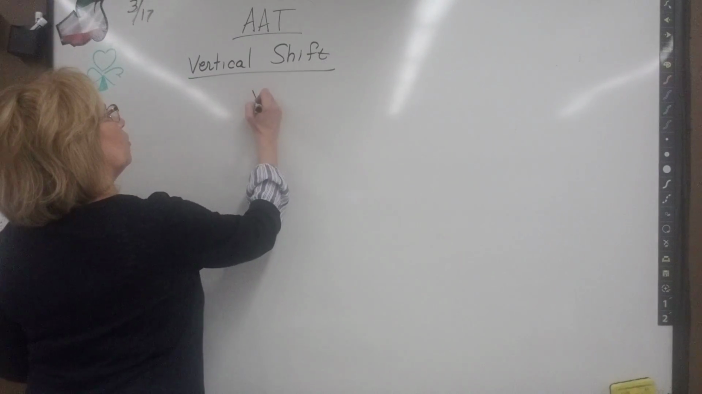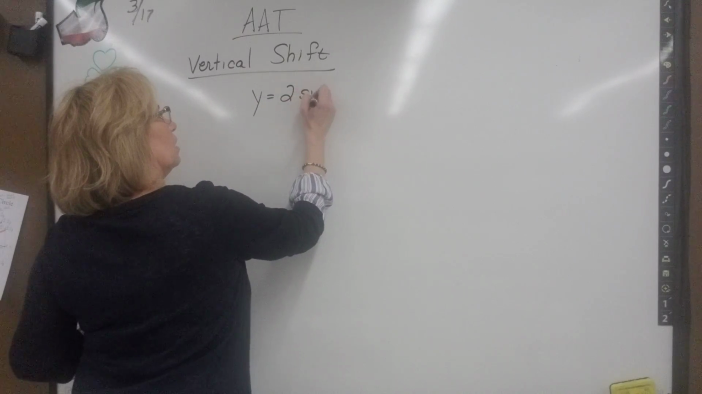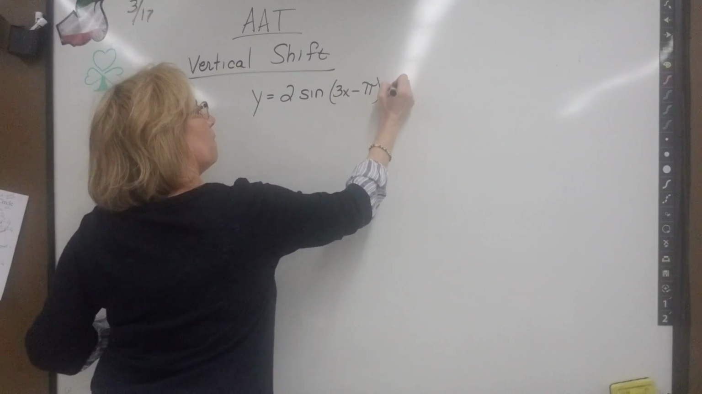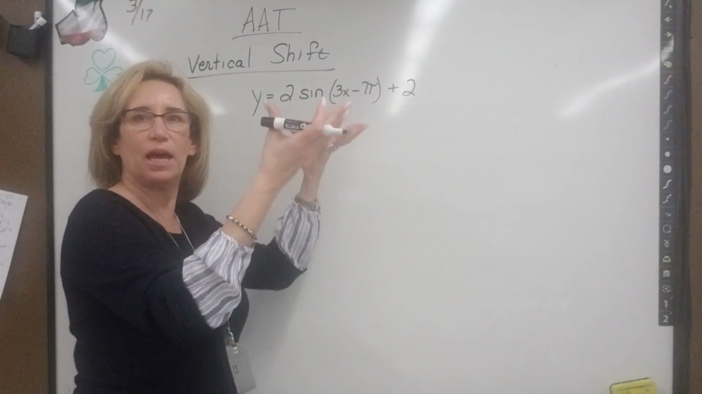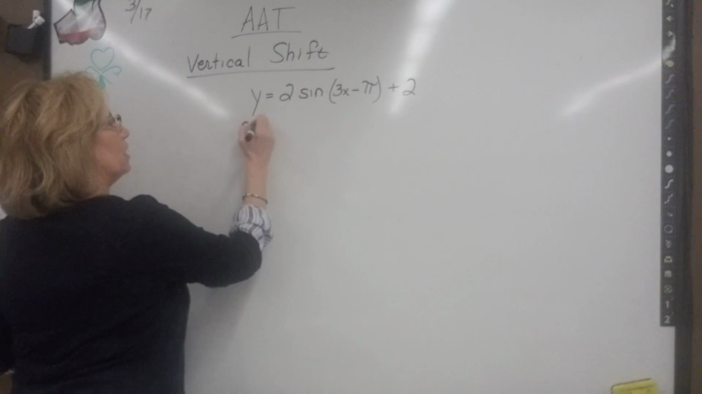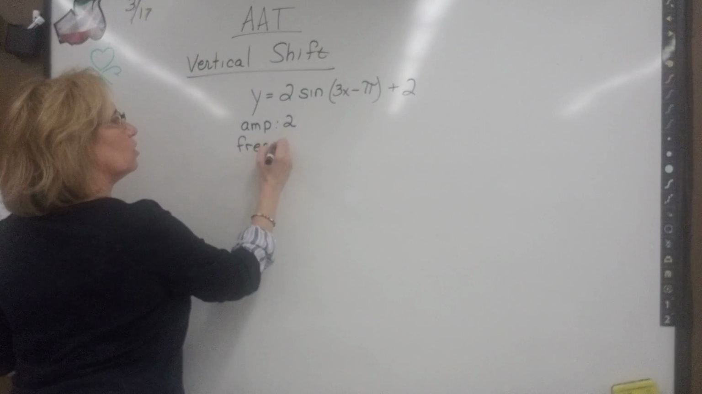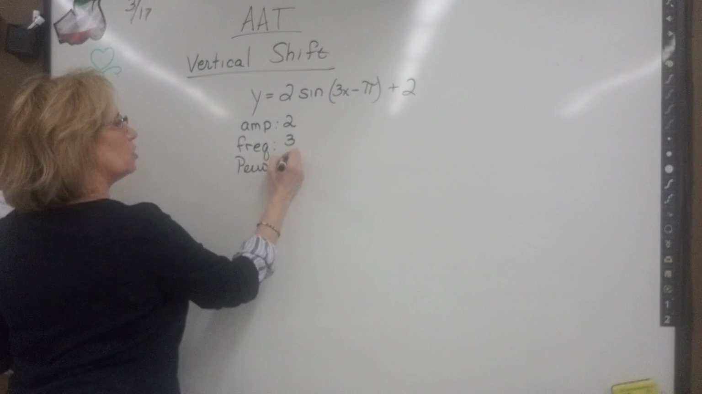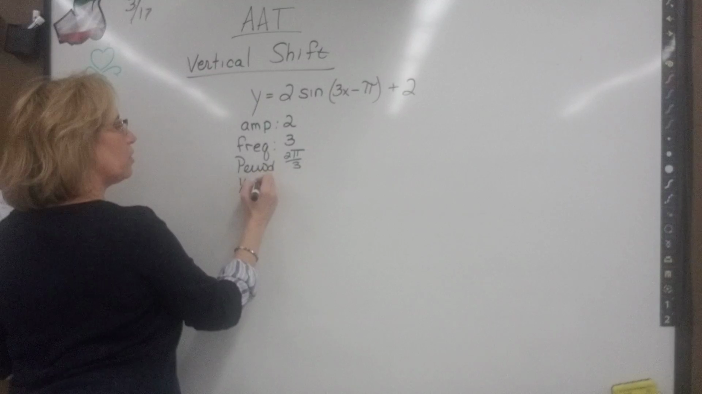So first, y equals 2 sine of 3x minus pi plus 2. Now remember, this was your vertical shift. This meant that we're taking it and moving it up 2 places. Everything else is going to be the same. You're going to have the amp, which is 2, the frequency, which is 3, the period, which is 2 pi over 3, and then we really need to find 1/4 of the period.